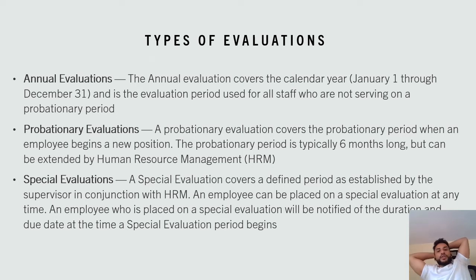Probationary evaluations cover the probationary period when an employee begins a new position. So basically, it's 6 months long. After 6 months, they will do a probationary evaluation, saying, "Oh, 6 months later, you've done really well. We'd like you to stay on for the indefinite future." Special evaluations could be based on projects or special events or whatever it is.